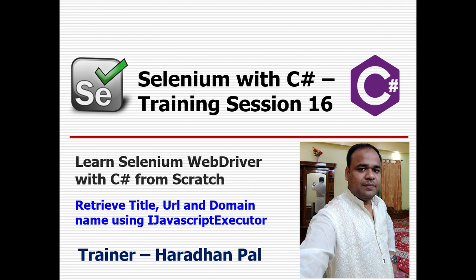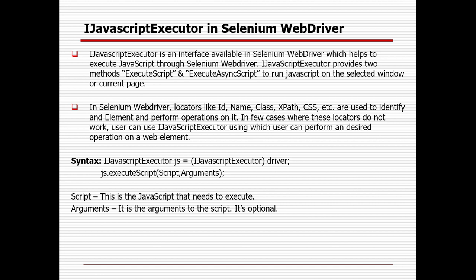In today's session, you will learn how you can retrieve title, URL and domain name using IJavascriptExecutor available in Selenium WebDriver. IJavascriptExecutor is an interface available in Selenium WebDriver which helps to execute JavaScript through Selenium WebDriver. It provides two methods: execute script and execute asynchronous script, to run JavaScript on the selected window or the current browser or the current page.